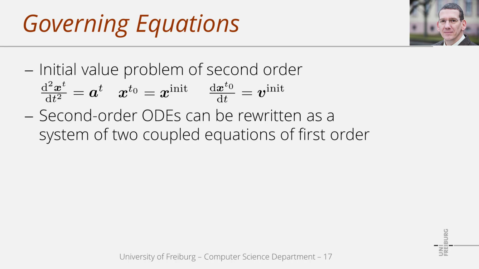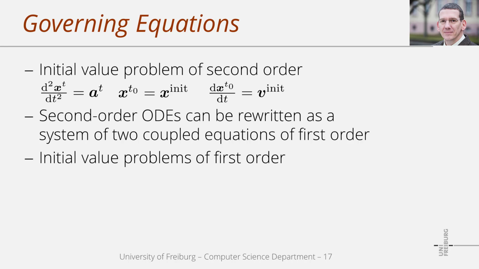The second form that can be used for the governing equations is to write it as a coupled system of first-order ODEs. In this form, we actually have two initial value problems of first order. We have one first-order ODE for the position, where the position x is initialized at time point t0, and we have another first-order ODE for the velocity, where the velocity v is initialized at time point t0. Here in this case, we have the same problem twice, once for the position and once for the velocity.